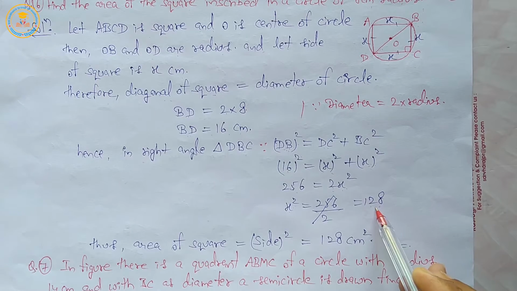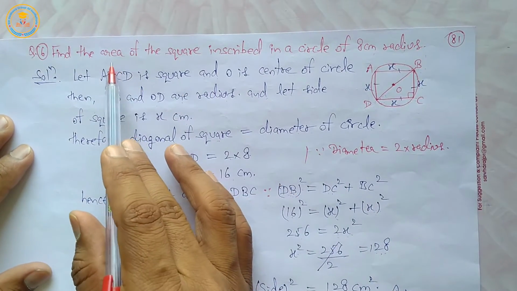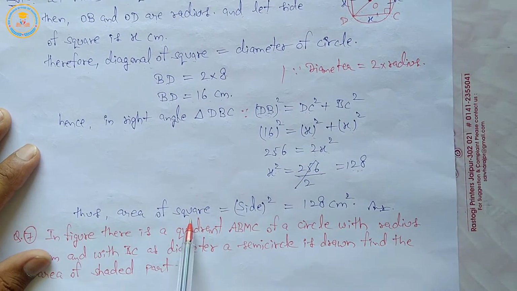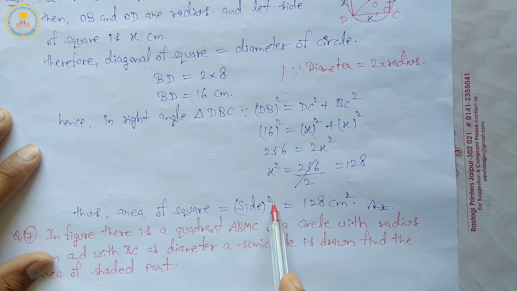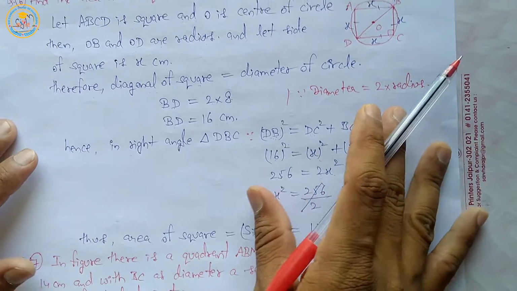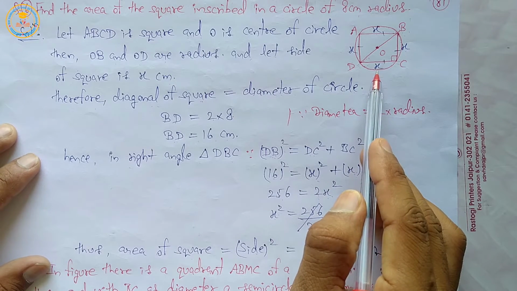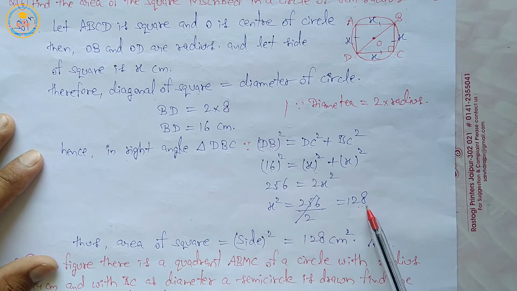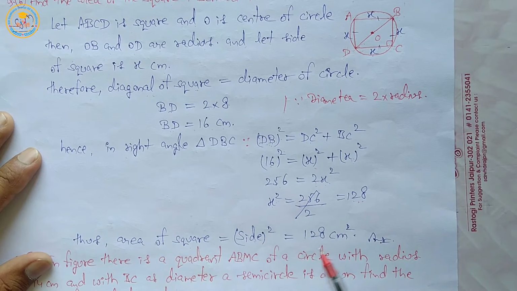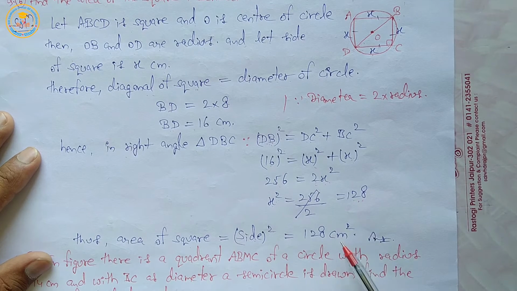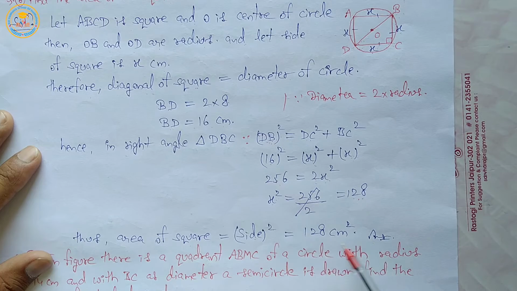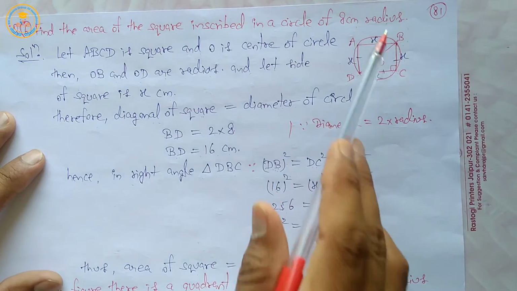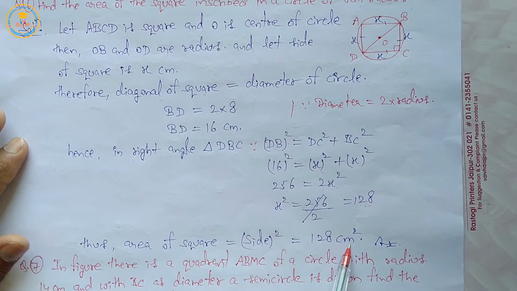Now according to the question we calculate the area of the square. We know that the area of a square is side square, and we calculated x square as 128. Therefore the area of the square is 128 centimeter square. The area of the square inscribed in a circle of 8 centimeter radius is 128 centimeter square.